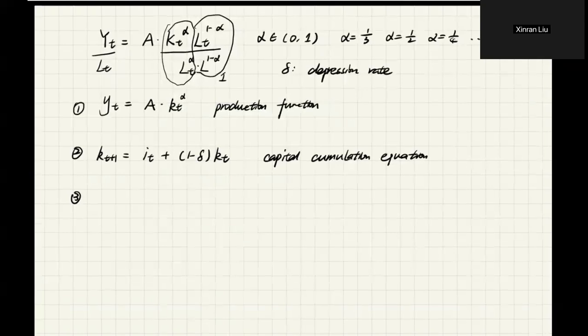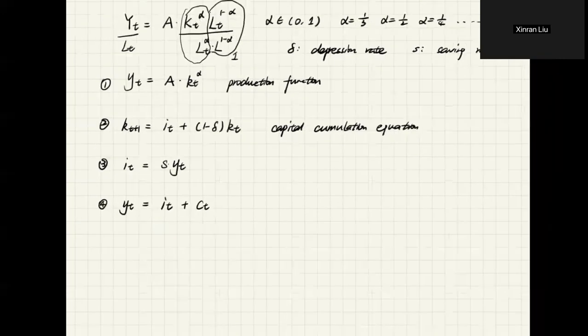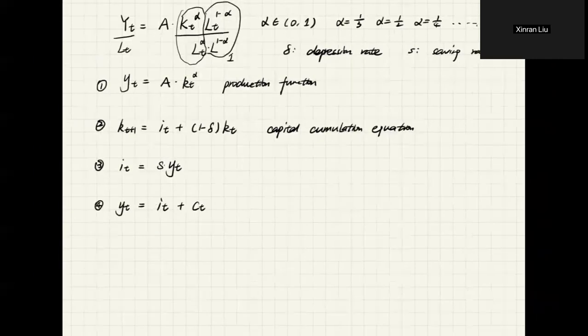Now you may wonder what i_t is. Here we assume a fixed proportion of y_t goes to i_t, so s is the saving rate. Another way to see it is that y_t splits into i_t and consumption. We only have these four equations, and then we can find the steady state.